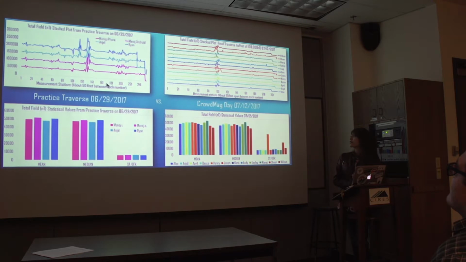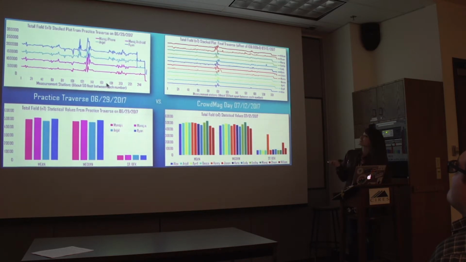Manoj had a great idea of doing a practice traverse 2 weeks prior to our CrowdMag event here with just 4 phones. We used 2 iPhones and 2 Androids, and we did see a little bit of variability between the two, but not much. You can see these anomalies here do line up fairly well, which was great for us to find. These were the paces taken, so each individual number, 1, 2, 3, is 50 feet apart.